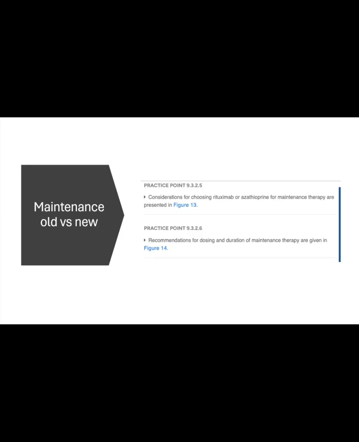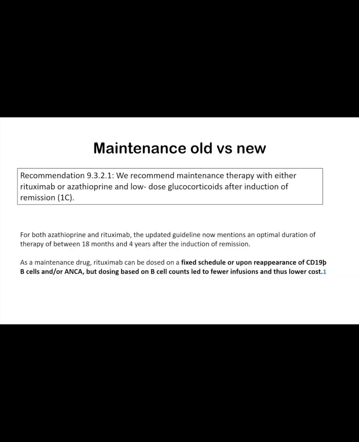There are no major changes to the recommendations on maintenance treatment for ANCA vasculitis. You can still consider choosing between rituximab or azathioprine. However, what is clearer with these updated guidelines is that they give a recommendation on duration of maintenance therapy and dosing schedule of rituximab. So the optimal duration of rituximab or azathioprine should be between 18 months and 4 years. How to choose what the length of time we will deal with in the next slide.